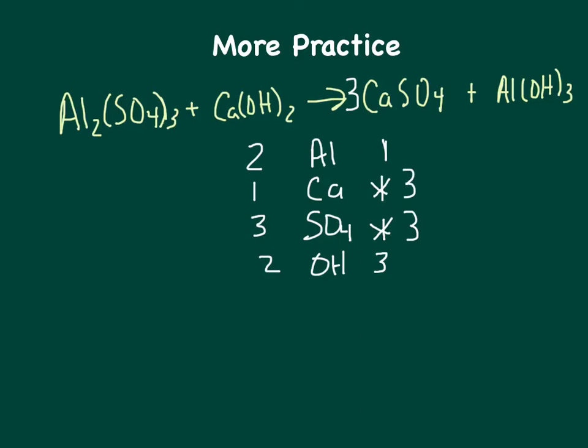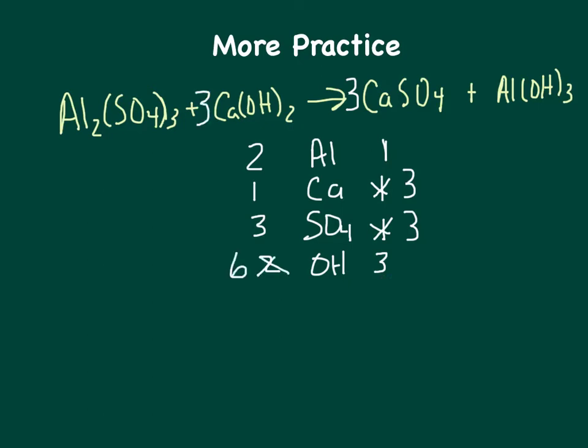My OHs, my hydroxides, I have 3 on this side and 2 on this side. Now we cannot put a fraction or a decimal or anything like that as a coefficient. So what we need to do is find the least common multiple, the lowest number that they both go into. And the lowest number that 2 and 3 both go into is going to be 6. So I need to put something in front of the CaOH2 to make it 6 hydroxides, and that would be a 3. I cross this out.